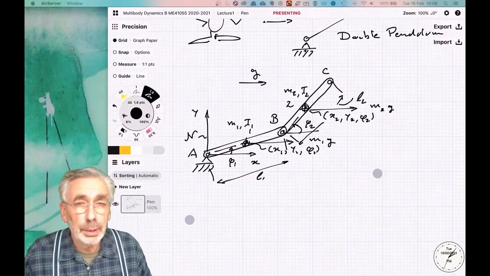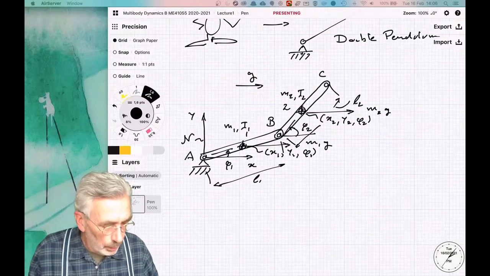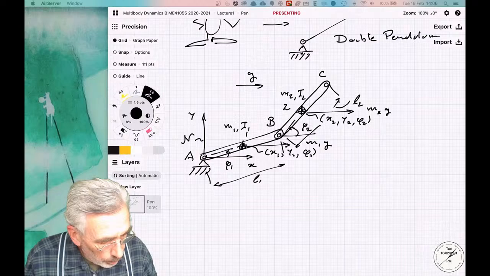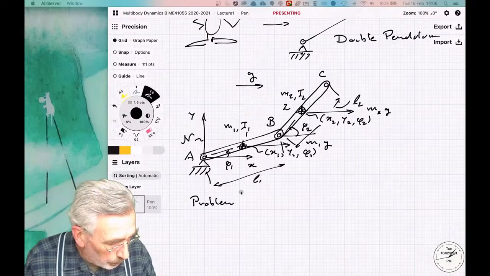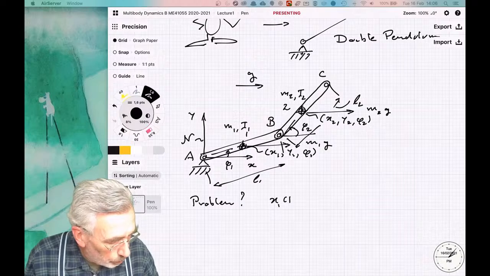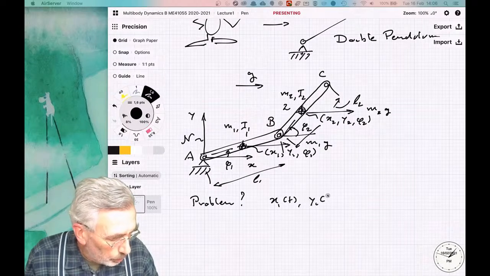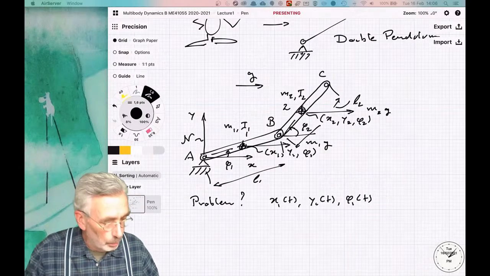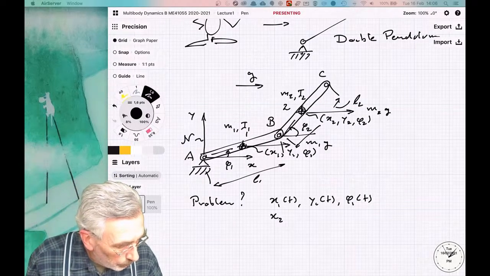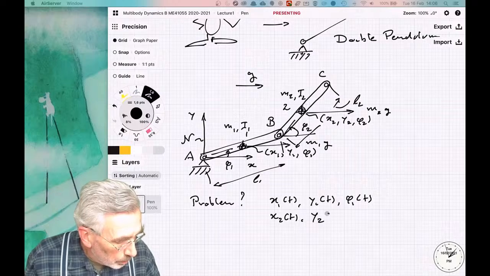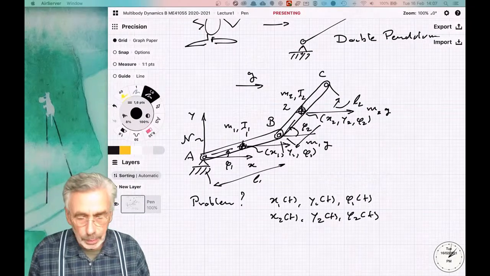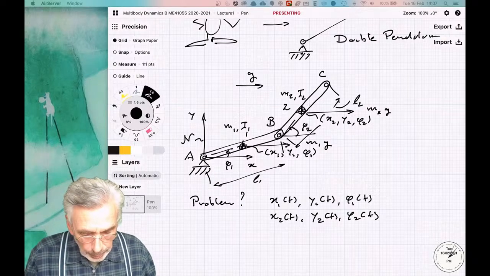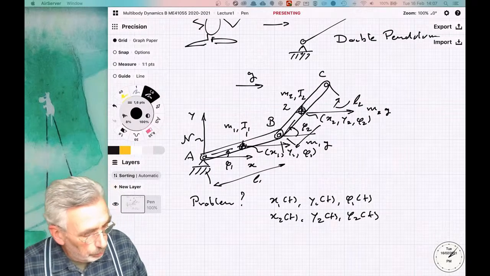Okay, what are we interested in? Well, we want to know the motion. So this is the problem, what do we want to know? Well, I want to know x1 as a function of time, and y1 as a function of time, and phi1 as a function of time, to see how that thing is moving, and the same for body 2. So I just want to see this as a function of time, moving around.